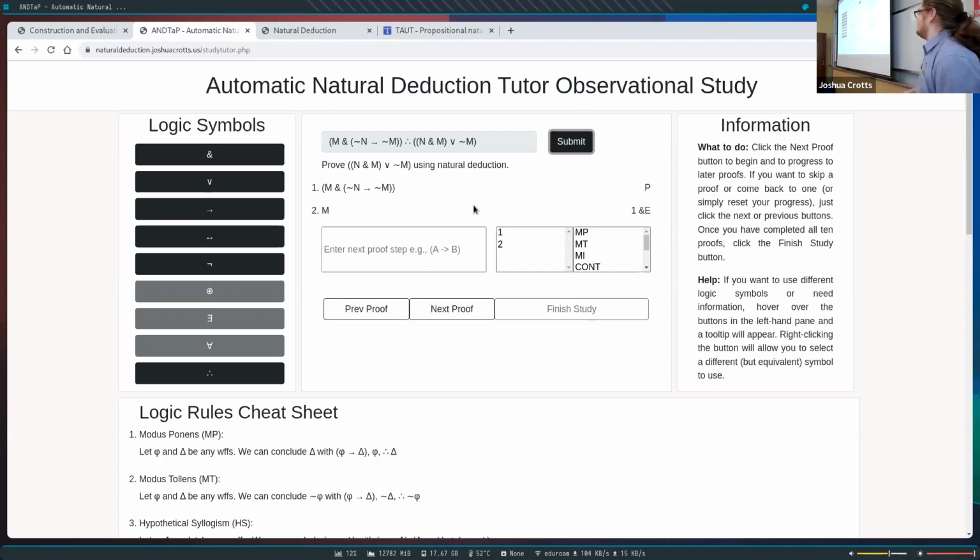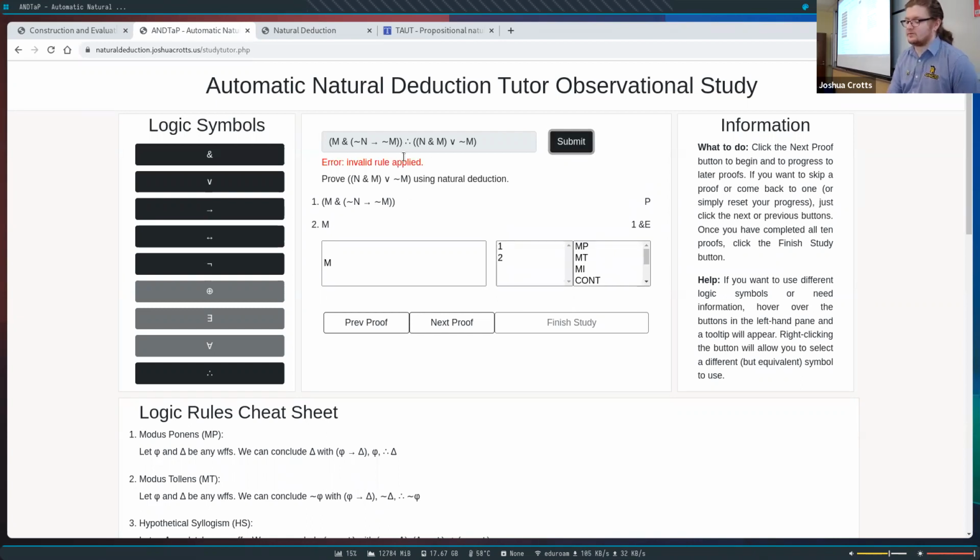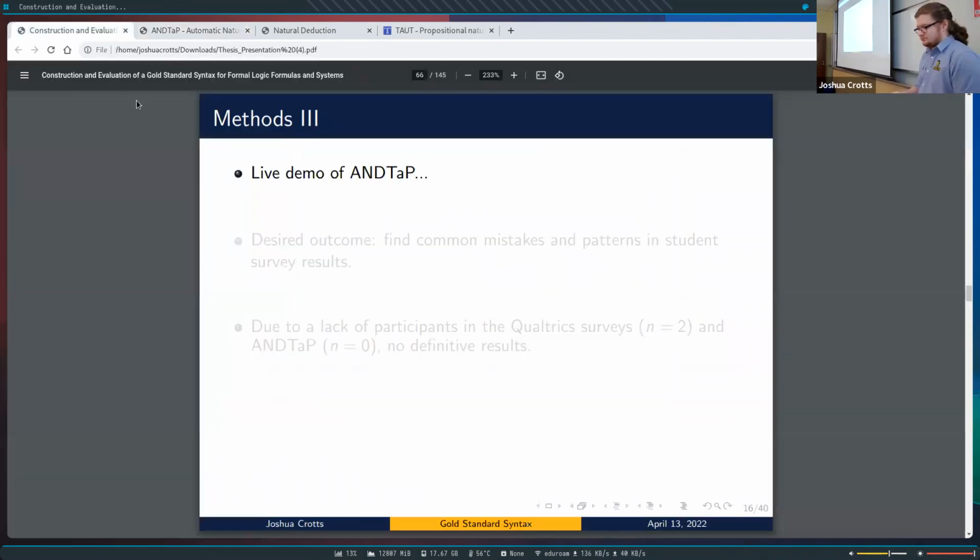Okay, so in the study, we would record how long it took them to solve the proof, what steps they took, if they got it wrong, if they were able to solve it at all, things like that. It also tells you whether you've applied a rule incorrectly. So if we use two formulas for a conjunction elimination, it will say that there's an invalid rule, because you only need one line for that particular rule.